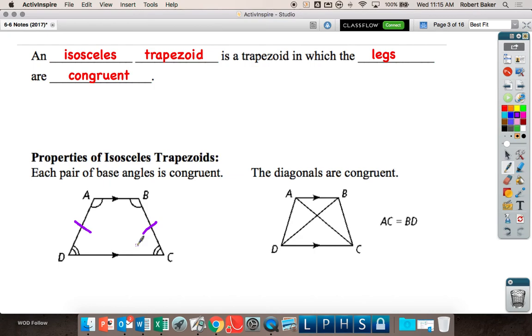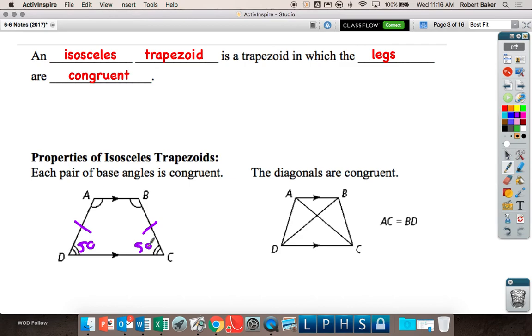One specific isosceles trapezoid property is that base angles are congruent. That's not new, is it? We've said that time and time again, but the new part is trapezoids have two sets of base angles. So now you have two sets of congruent base angles. So let's go with a weird number. If this angle is 50, this one's 50 because they are congruent base angles of an isosceles trapezoid.